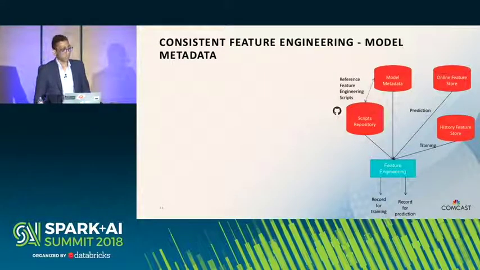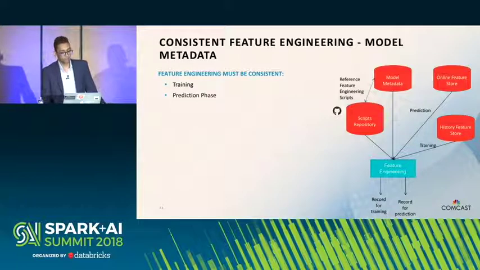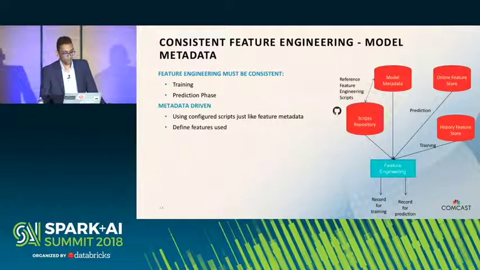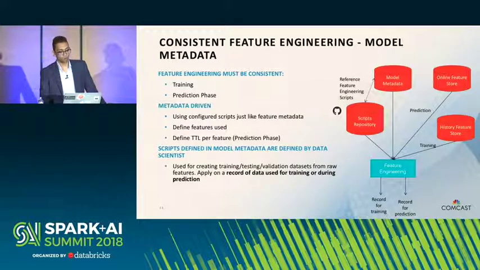In addition to just having consistent data, you need to have consistent feature engineering. So we need to have the same feature engineering at training versus prediction phase. The data distribution must be exactly the same, otherwise nothing will work. We use the scripts that the data scientists check in during the feature metadata check-in process. This is where they define the features and how they transform them, including the TTL. And we also define exactly how to transform it from raw features to actually do it in production.